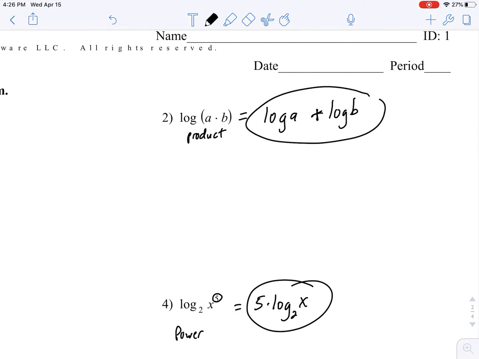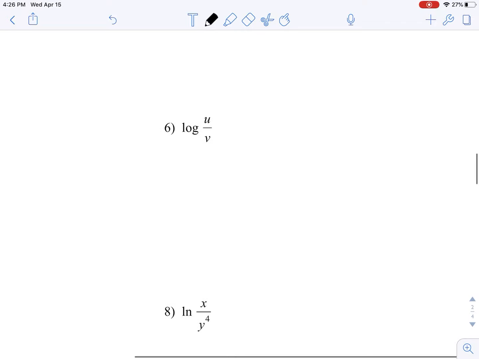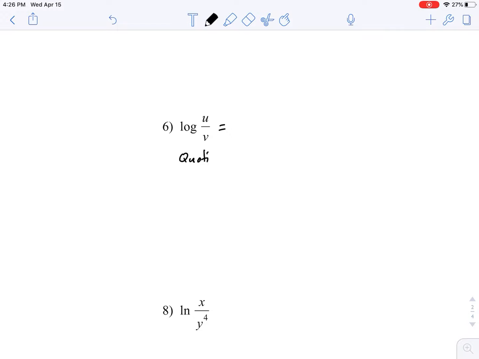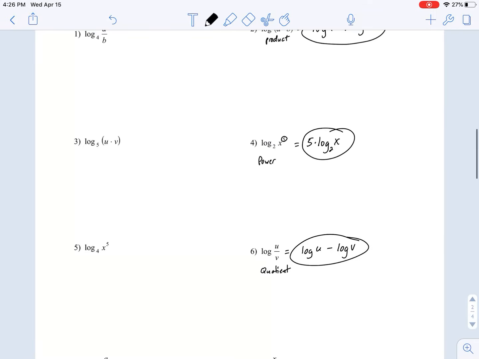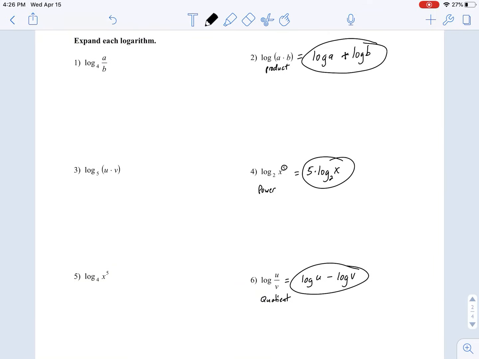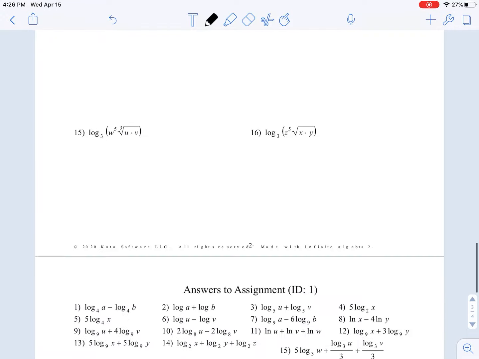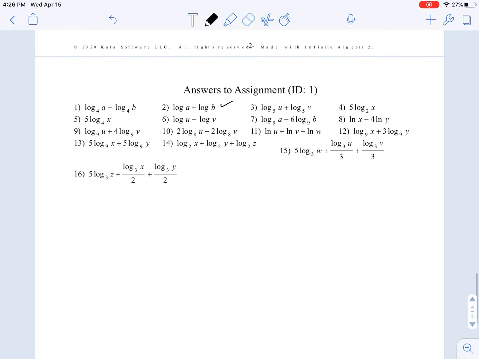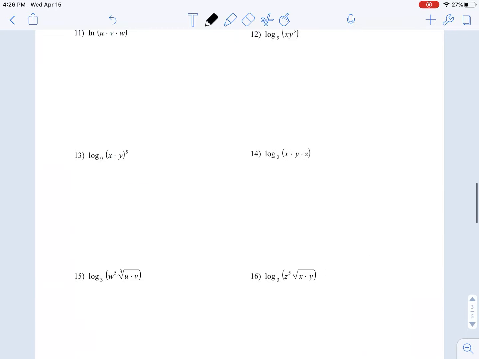Number 6 is division. So we're using the quotient property. So it's log of the top minus log of the bottom. And that's it. That is fully expanded. That's all there is to it. Okay, so let me go check 2, 4, and 6 on the answer key real quick. So 2, that's right. 4, yep, put the 5 in front. 6, log u minus log v. Good. So we got those right.